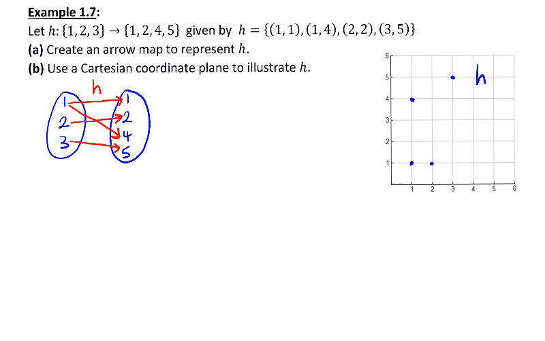In example 1.7, when I look at the first element from the first set, I notice that 1 maps to 1 and it also maps to 4, which would give me a 1-to-many classification. And the other elements, 2 maps to 2 and 3 maps to 5. So those are both a 1-to-1 type correspondence, but because I have that 1-to-many, that means that the overall classification is going to be 1-to-many.